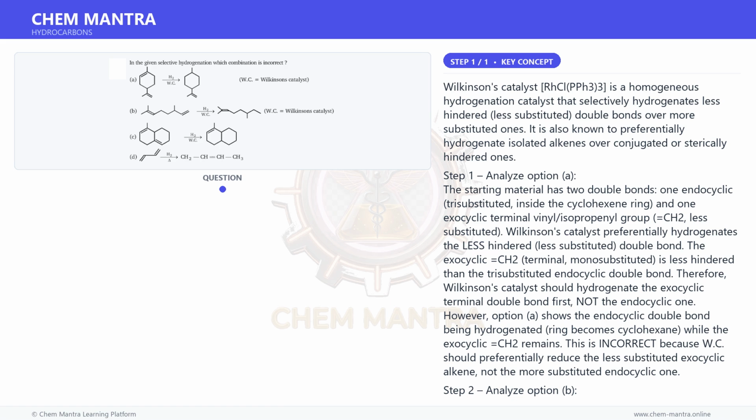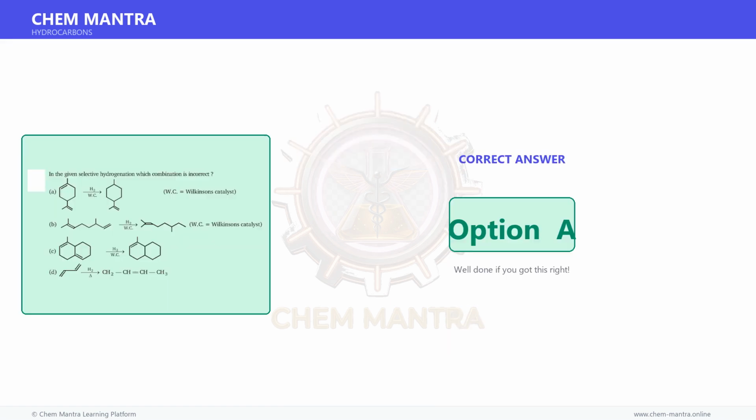Conclusion: option A is incorrect because Wilkinson's catalyst is selective for less hindered alkenes, so it should reduce the exocyclic terminal C=CH2 group, not the more substituted endocyclic double bond as shown. Therefore, the correct answer is option A.